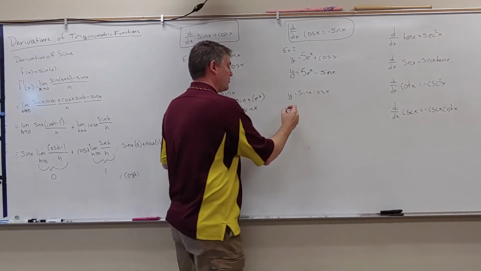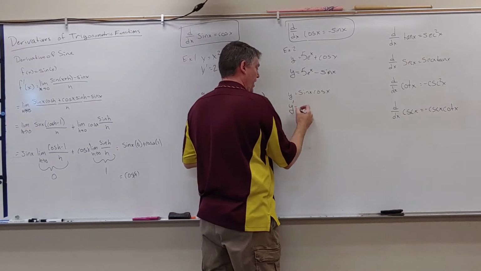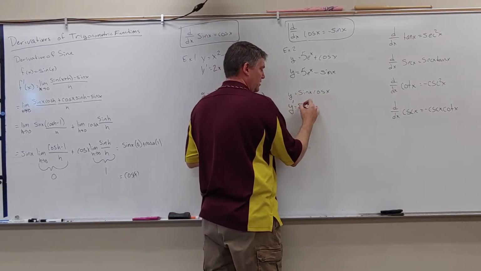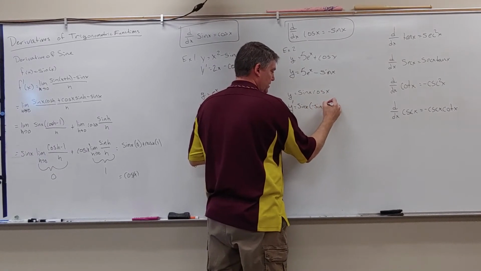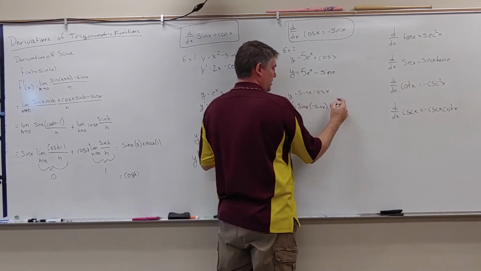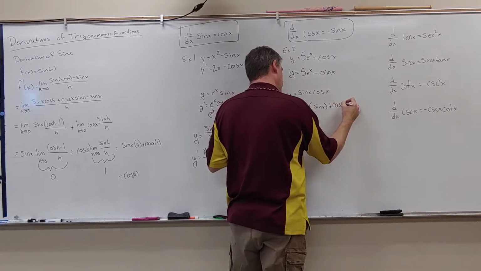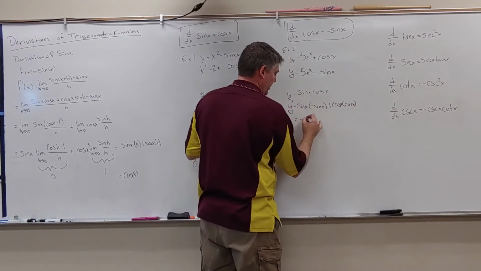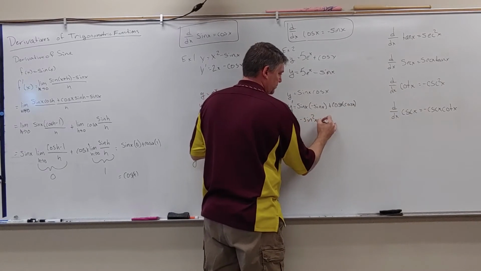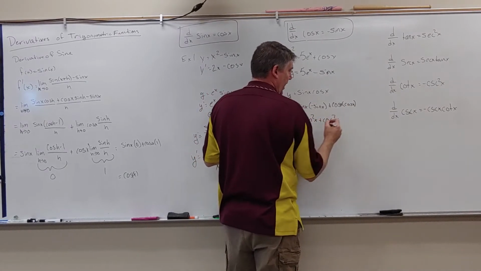Now I have a product rule, so I have y prime equals the first, sine x, times the derivative of the second, which is negative sine x, plus the second times the derivative of the first. So I end up with negative sine squared x plus cosine squared x.